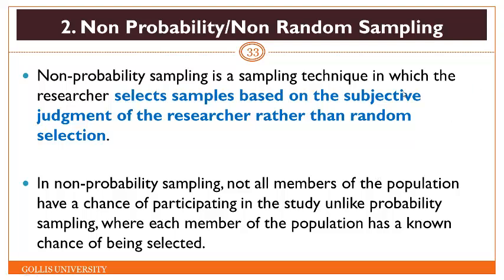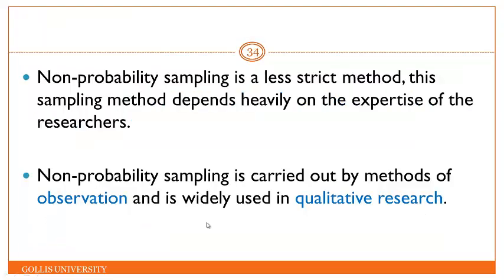Under this one, we say that non-probability sampling is a sampling technique in which the researcher selects samples based on the subjective judgment of the researcher rather than random selection. That's why we call it non-random or non-probability sampling method. Based on your own understanding as a researcher, you decide, I am going to use this and this and this to be part of my study. In non-probability sampling, not all members of the population have a chance of participating in the study. And unlike probability sampling, where each member of the population has a known chance of being selected, in this method there is no equal chance for the members being selected.